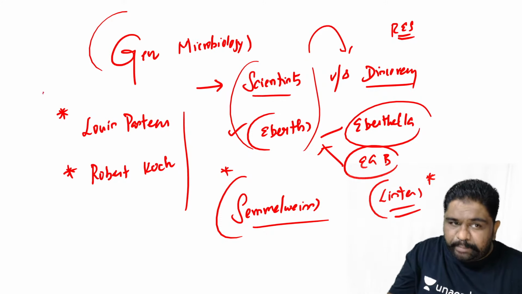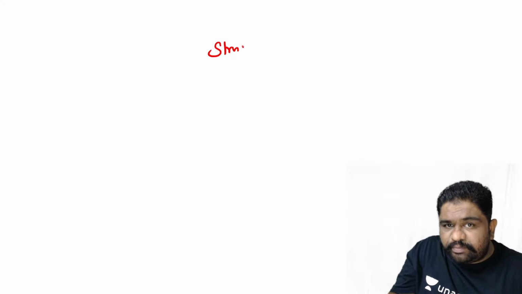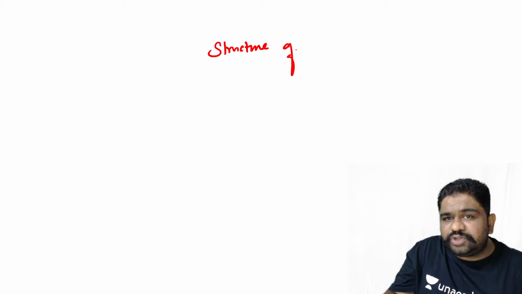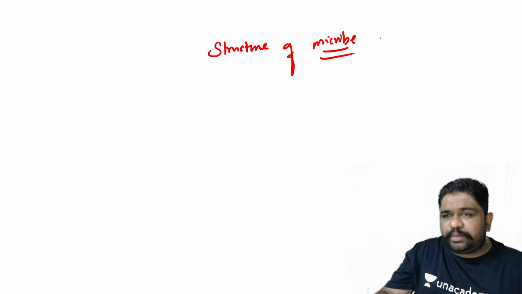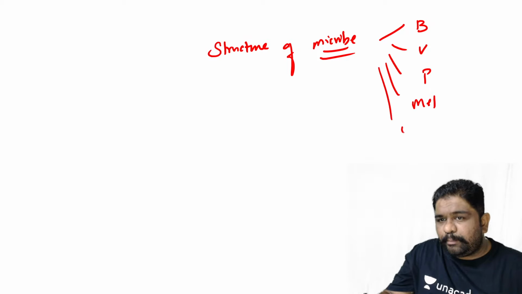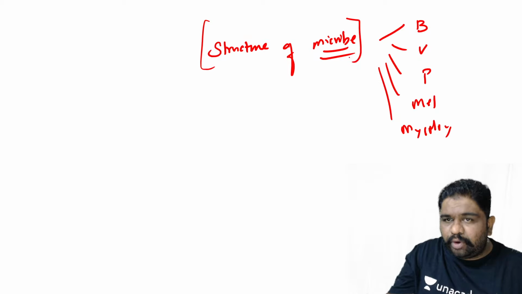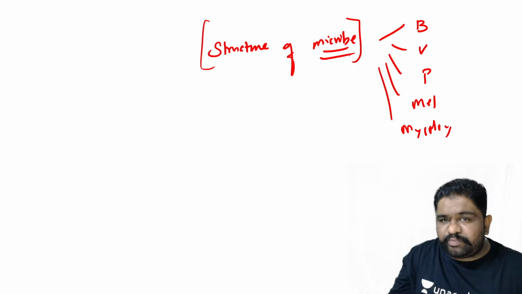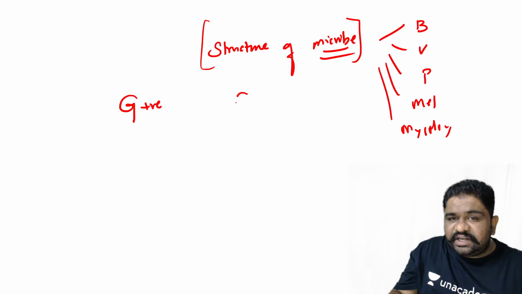Now this is about the beginning of everything. Second, you have to focus on the structure of a bacteria. You have to focus on the structure of a microbe. Remember one thing, when I use the word microbe, you have to focus on bacteriology, virology, protozoology, metazoology, and mycology. On that basis, you should have a basic idea about the basic structure of any kind of microbe. For example, in case of bacteria, you should know the contents present in a gram-positive organism versus a gram-negative organism.